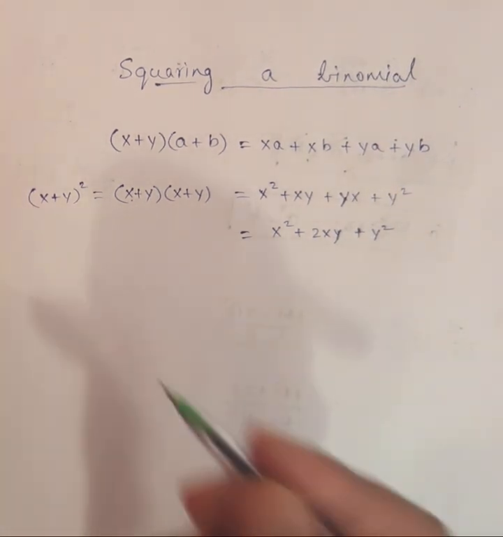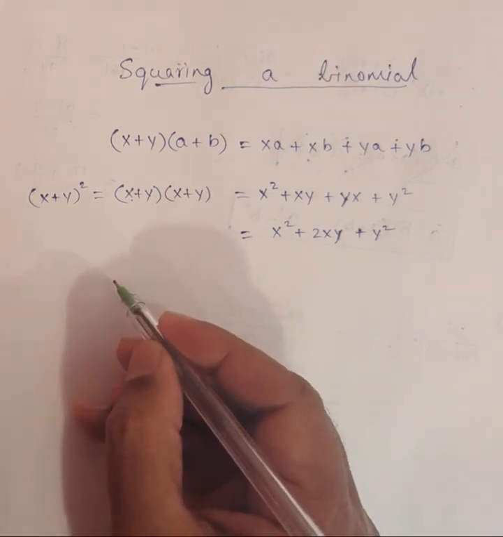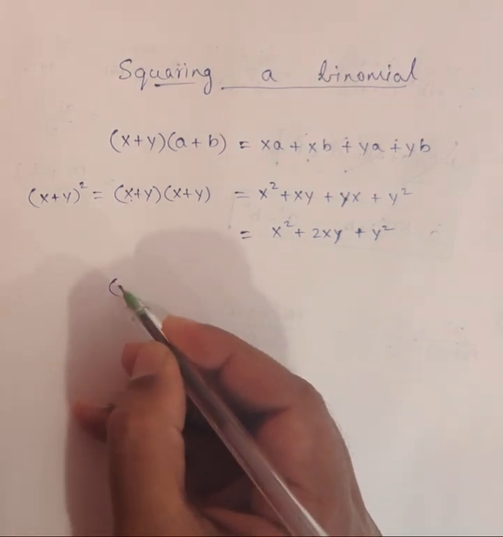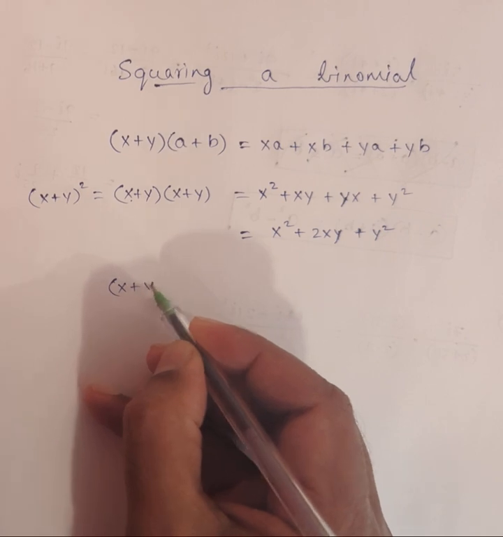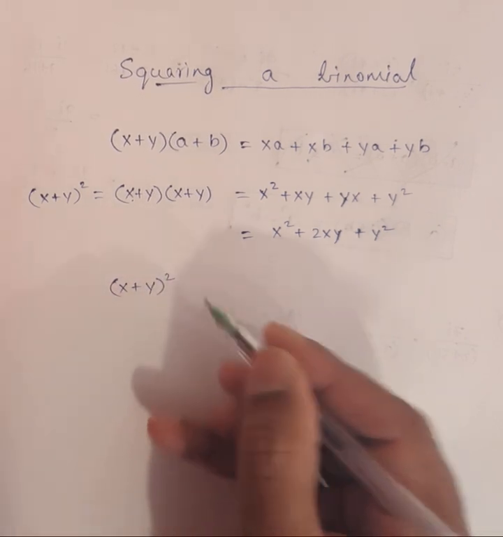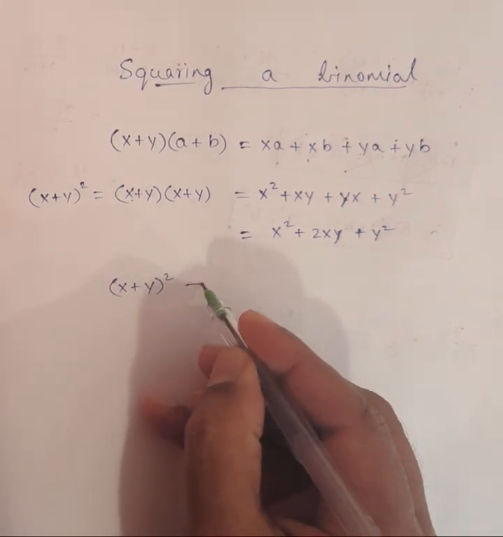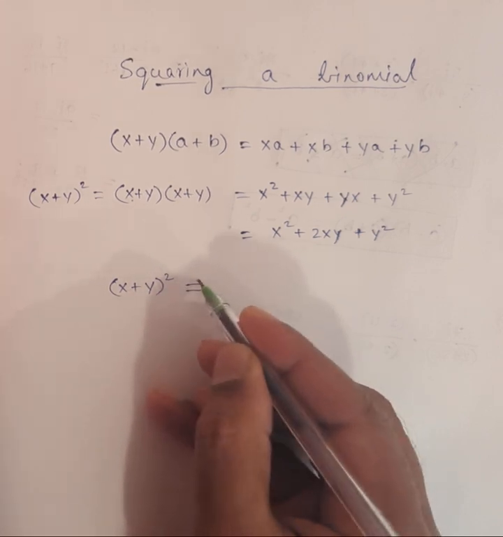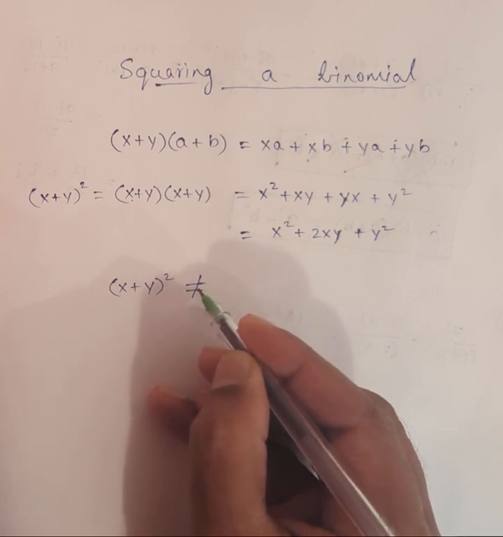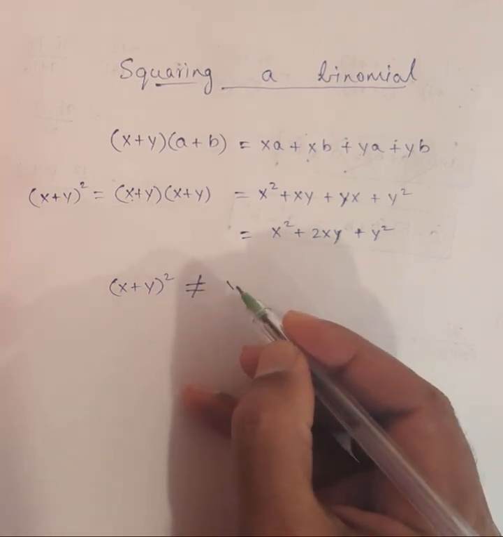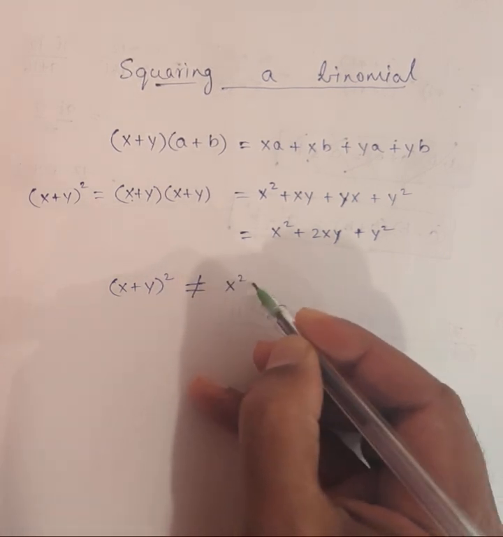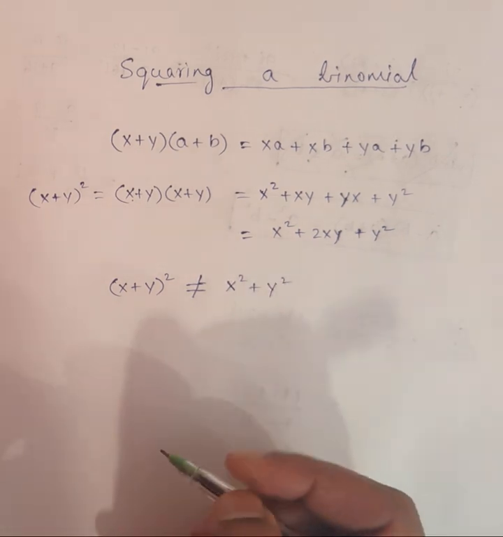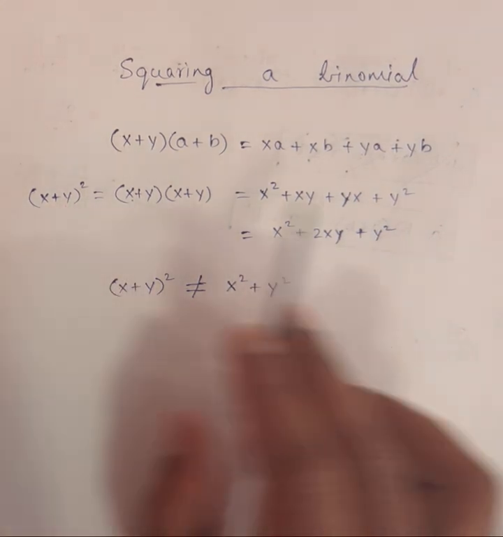So one common mistake I have found is for students to think x plus y quantity squared is just x squared plus y squared. It's not. That's a very common mistake. So let me write this down. x plus y quantity squared is not x squared plus y squared. What is it? We just found out.